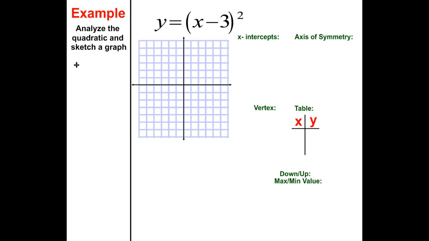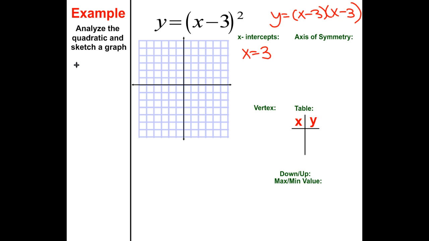Now this one looks a little bit scarier because it's x minus 3 squared. Now remember, this is really x minus 3 times x minus 3. Let me rewrite that quick. This is really y equals x minus 3 times x minus 3. So now our x-intercepts, we really only have one x-intercept because both of those are going to be 3.